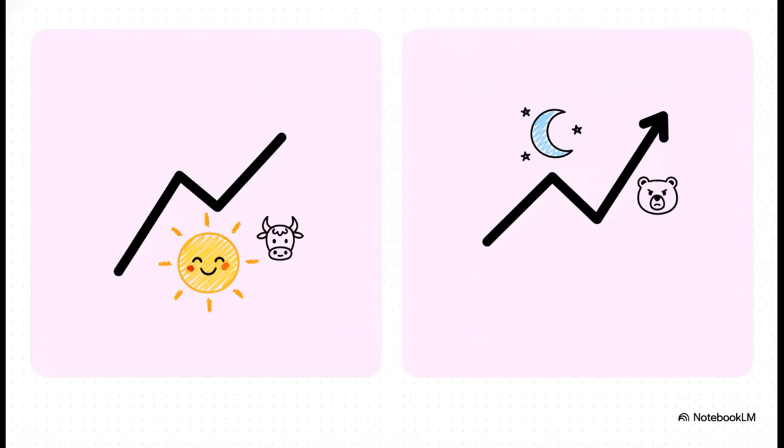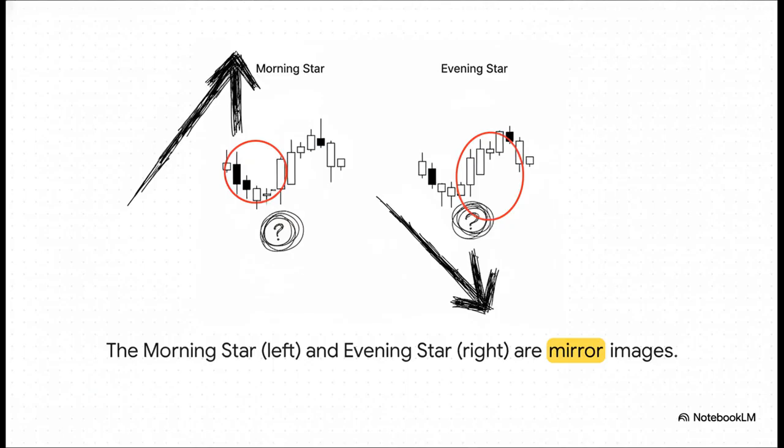And the Evening Star, well, that's its bearish twin, warning that sellers are getting control and the price might be about to take a tumble. And here, you can really see how they're related. Look at them side by side. They're perfect mirror images. The Morning Star on the left goes down, it pauses, and then it goes up. The Evening Star on the right goes up, pauses, and then heads down. Now that little candle in the middle, that is the key. It represents a moment of pure indecision, a real tug of war where neither the buyers nor the sellers have the upper hand, right before one of them lands a knockout blow and the trend reverses.